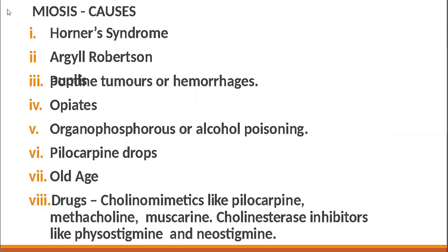Then other causes of miosis are Argyll Robertson pupil, then opiate poisoning, then hemorrhages in the pons, that is a part of the brain, then organophosphorus poisoning, or drugs like pilocarpine, or old age, that is a physiological cause called senile miosis, and drugs like pilocarpine, muscarine, and so on. Sometimes the pupil is constricted unilaterally, only in one eye. That is because of a problem in that eye itself, maybe adhesions because of uveitis, or maybe because of pseudoexfoliation, the pupil will be small.